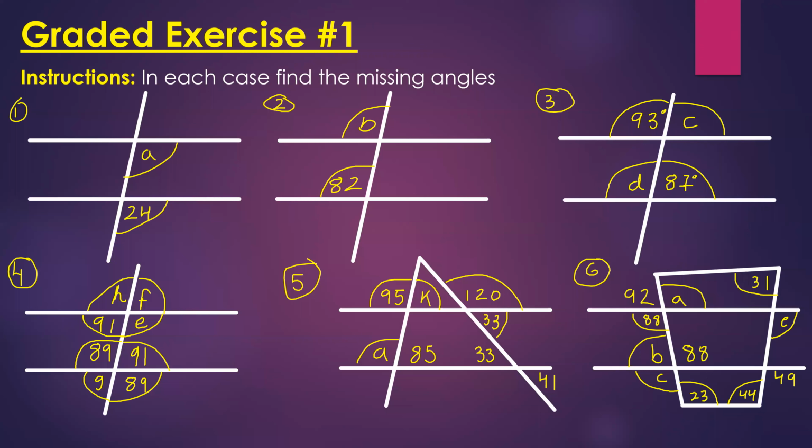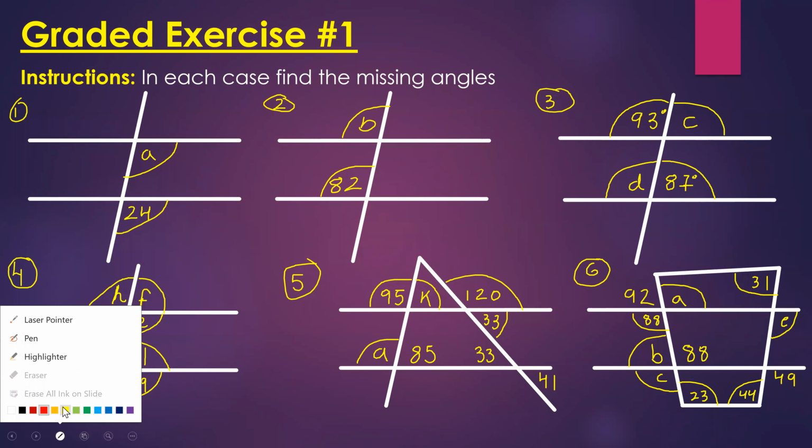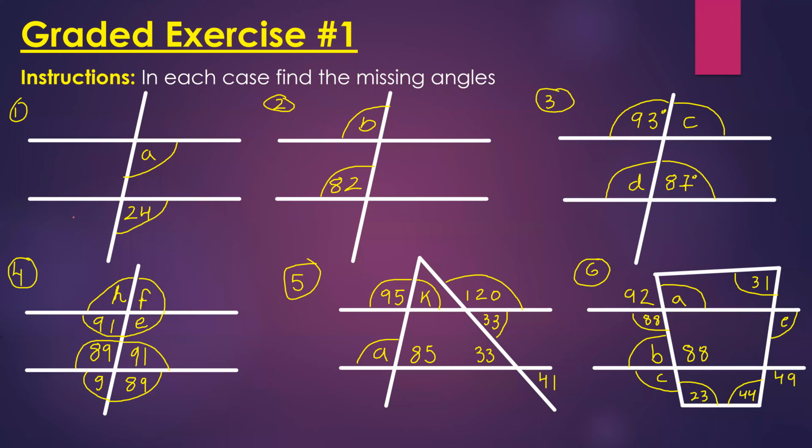All right, so let's work them all together. Taya, I want you to help me with number 1. What did you get for number 1, Taya? For number 1, I got 24. So A is equal to? 24. Very good. Did anyone else get that? A is equal to 24? Yeah, I got 24. Very good. Excellent.